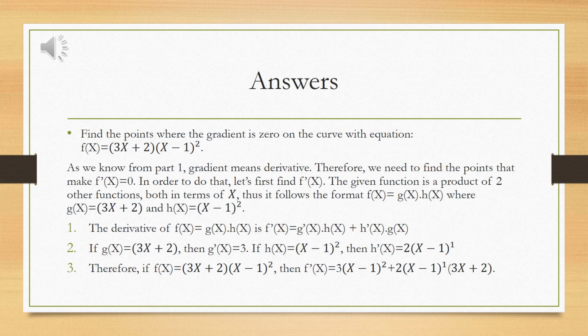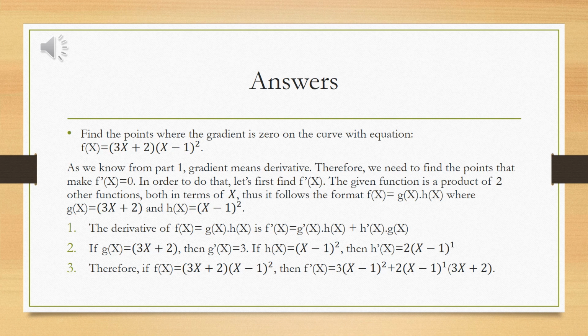Find the points where the gradient is 0 on the curve with equation f of x equals (3x plus 2) times (x minus 1) squared. As we know from part 1, gradient means derivative. Therefore, we need to find the points that make f prime of x 0. In order to do that, let's first find f prime of x.